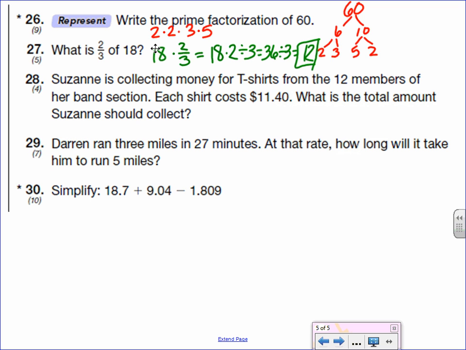Suzanne is collecting money for t-shirts from the 12 members of her band section. Each shirt costs $11.40. What is the total amount she should collect? Well, if there are 12 members and each shirt is $11.40, you would multiply those two and you get $136.80.